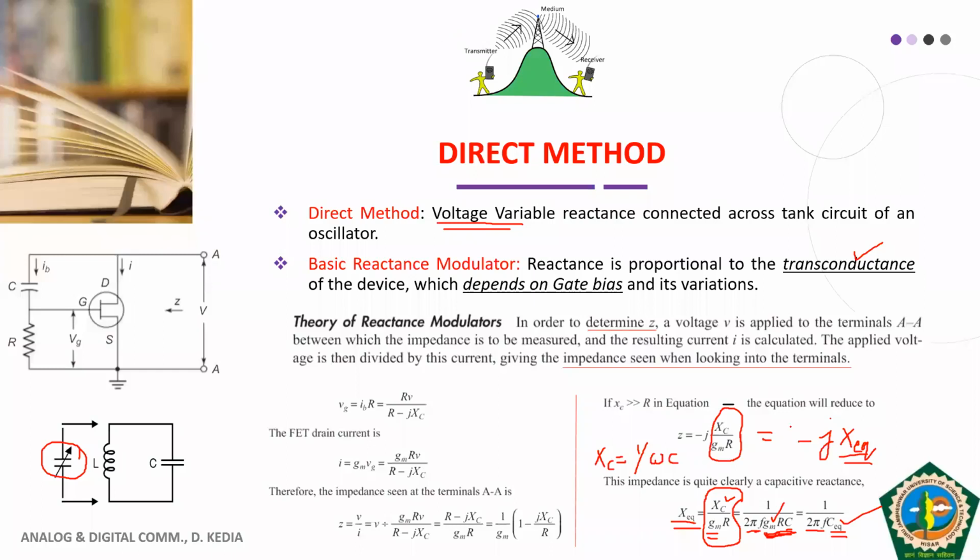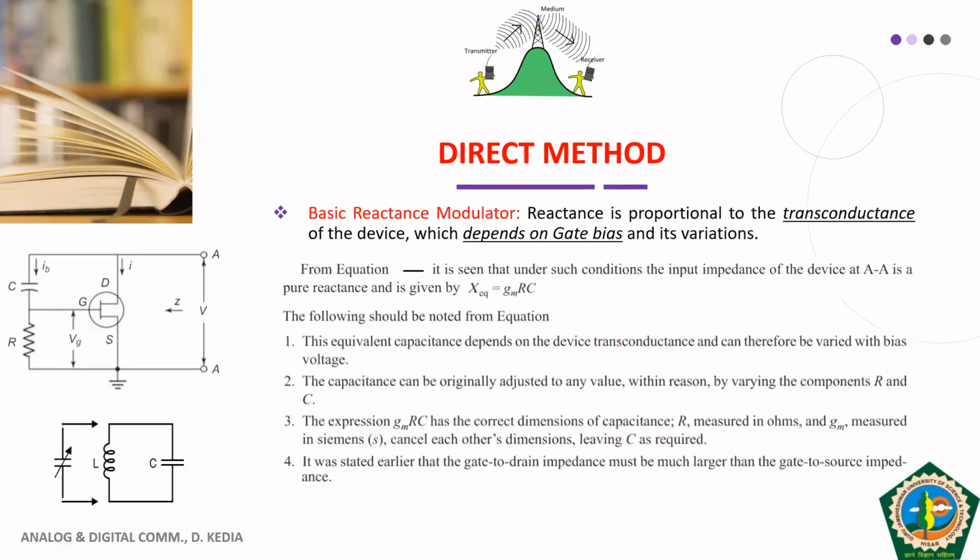Fine. So dear students, from this slide, we conclude that our equivalent capacitance is equal to GM times RC. So now next. So these points in a way I have already explained. Just for further reinforcement, I can again read out for you. So we have obtained our equivalent reactance is equal to GMRC, or equivalent capacitance is equal to GMRC.